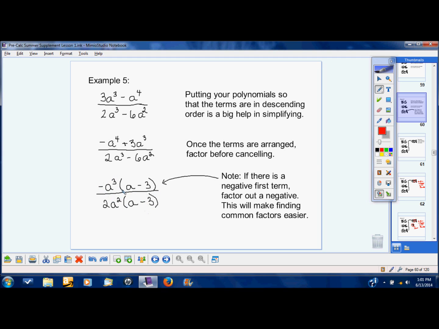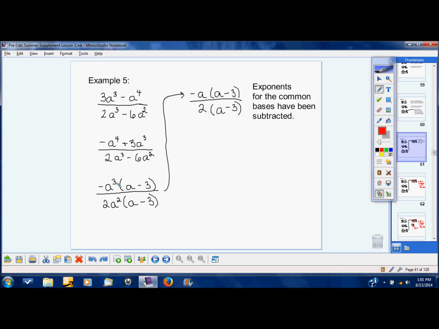Once you have factored the polynomial, the pieces that are multiplied together are all factors. So there are 3 a's here and a factor of a minus 3. You also have a negative 1 hiding in here as a factor. In the denominator you have 2 as a factor, and we also have 2 a's, and we have a minus 3. So anything that is in common in the numerator and the denominator can be canceled. Notice a to the third over a squared, you cancel that like we always have. We have 3 up here and 2 down here, so there's 1 left over up here.